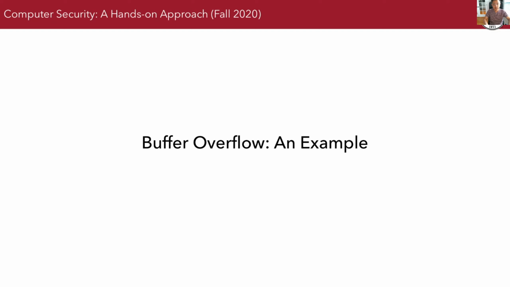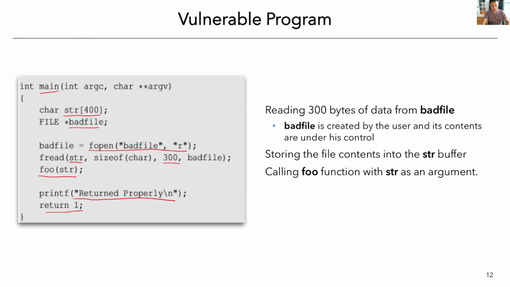Okay, so today we're going to continue our lecture. We're going to talk about a buffer overflow example. Here we have our main program, right? In the main program, we define a buffer of 400 bytes. Then we define a file. We read in a file. The name is a bad file.